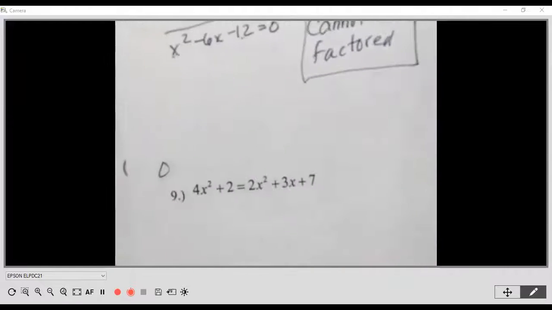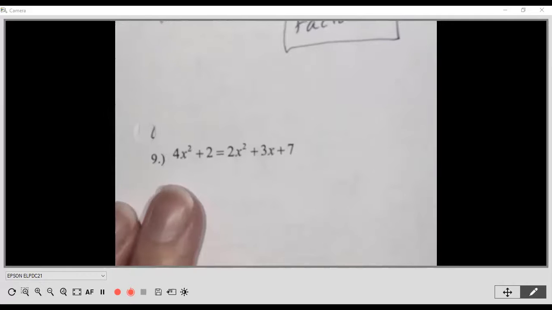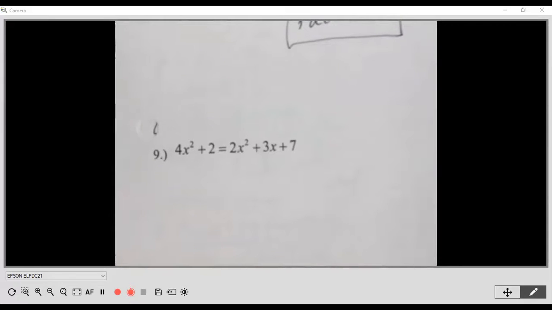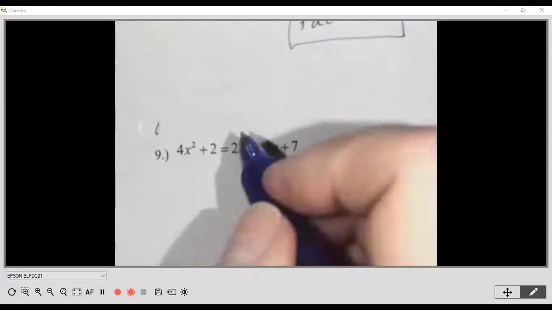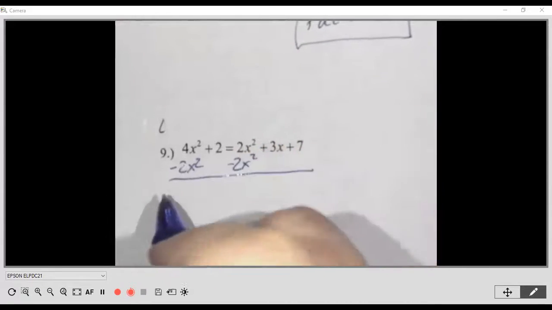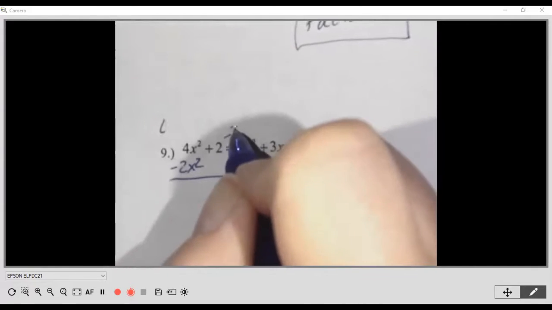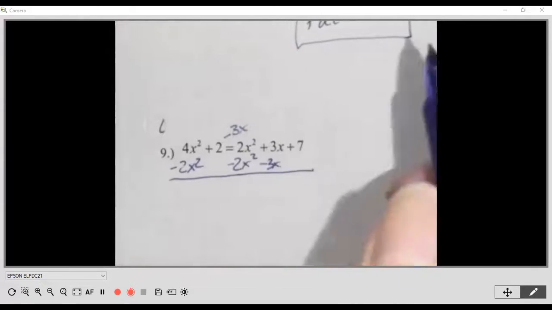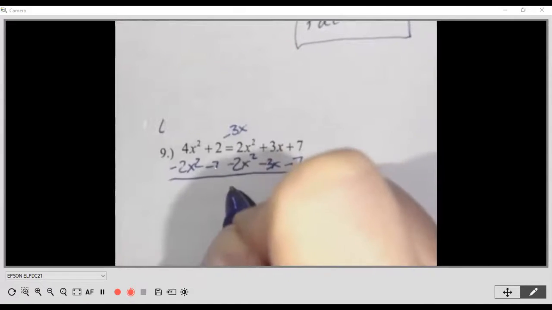Okay, number 9. 4x squared plus 2 equals 2x squared plus 3x plus 7. I like to have all of my leading coefficients positive, so I'm going to subtract 2x squared from each side, excuse me. And then I will subtract 3x from each side. And subtract 7 from each side. Bring down the equal sign.